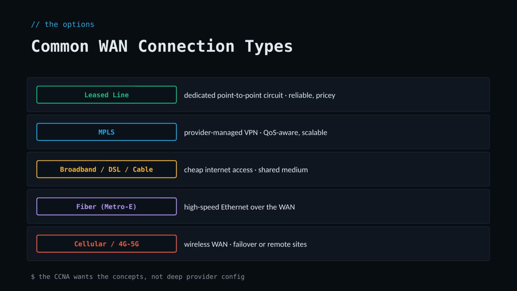Now, once you're renting that reach, the provider gives you choices. A leased line is the premium option, a dedicated circuit between 2 points, rock solid but expensive. MPLS is the classic enterprise pick, a provider-managed VPN that respects costs and scales across many sites. Broadband, DSL, and cable are the cheap and cheerful internet options on a shared medium. Fiber, often Metro Ethernet, gives you LAN-like speeds across the WAN. And cellular, 4G or 5G, covers you for failover or sites where running cable just isn't practical. For the CCNA, know what each one is and when you'd reach for it.